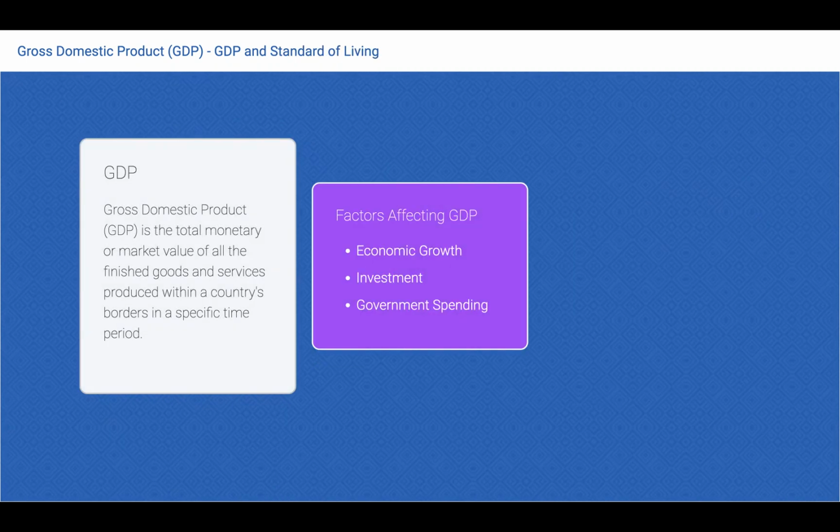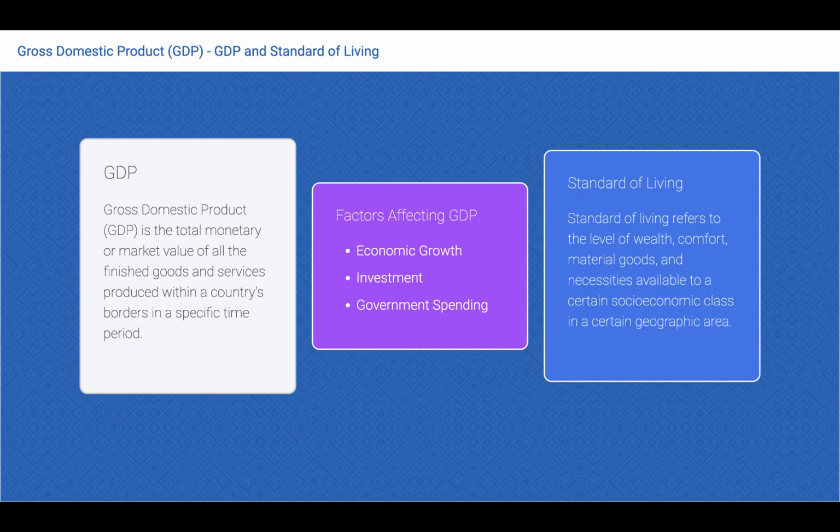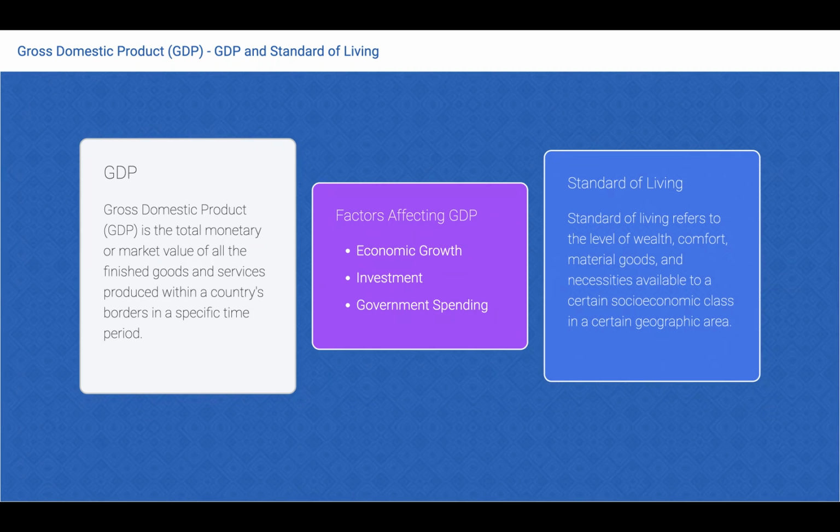In understanding the relationship between DIPT and standard of living, it is important to recognize that DIPT is a key indicator of a country's economic performance, but it does not directly measure the overall well-being of its citizens. Standard of living takes into account factors such as income distribution, access to healthcare and education, quality of infrastructure, and environmental sustainability. Improving DIPT alone may not necessarily lead to an improvement in the standard of living for all individuals within a society.